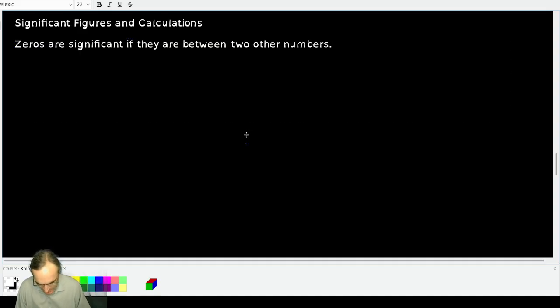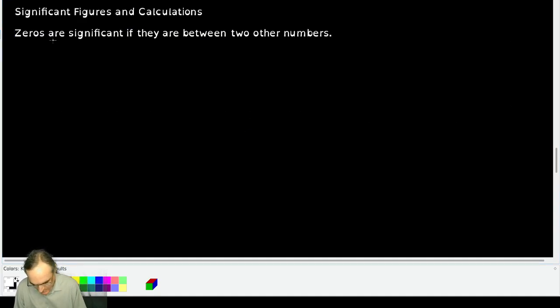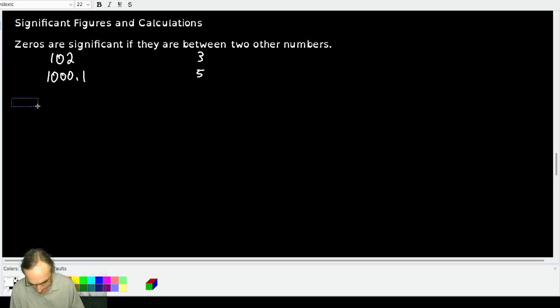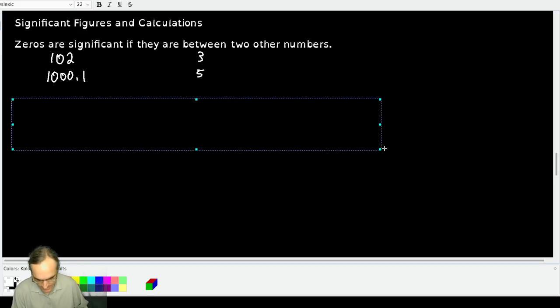Write an example of that. So if you see something like 102, that zero is a significant figure, and this would have a total of 3 significant figures. Now if you had something like 10,000.1, all 3 of those zeros in between are significant, so you would have a total of 5 significant figures.